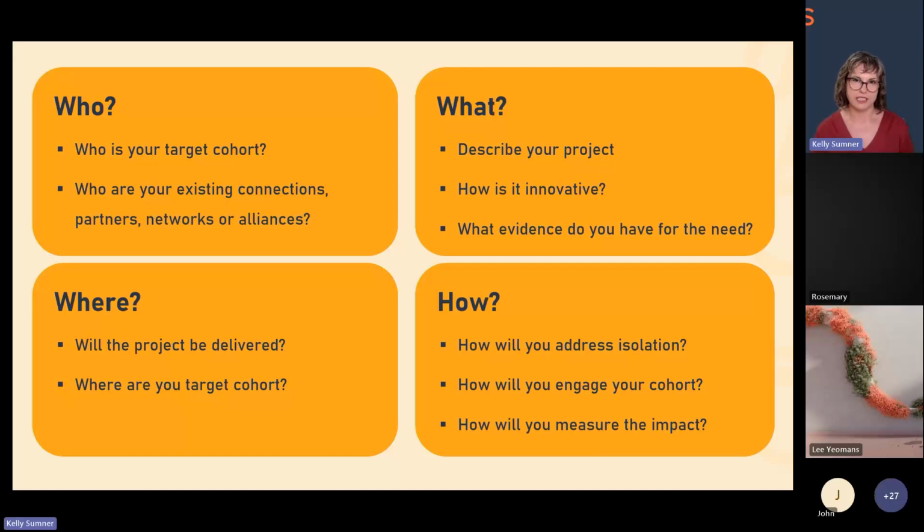And then you want to get into the real nuts and bolts of how you'll deliver on your plan. So with the Community Innovation Fund, the sorts of questions that we would want to be able to answer before we go into actually writing the application is how we'll be addressing isolation, how we'll be engaging our cohort, particularly because the CIF grants target either difficult to engage or really heavily marginalised people who face a lot of barriers to engagement. So how will you get those people involved in your project, and how will you measure the impact?